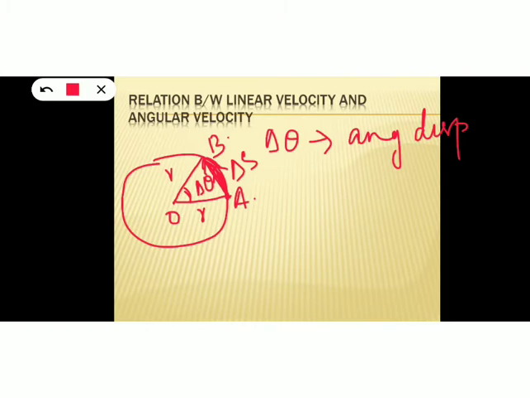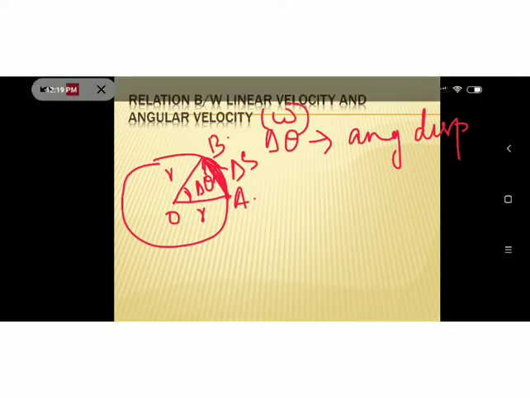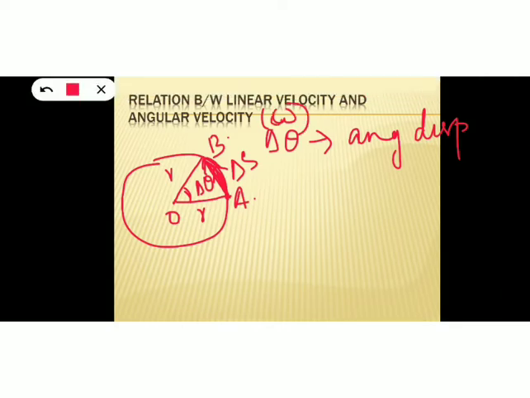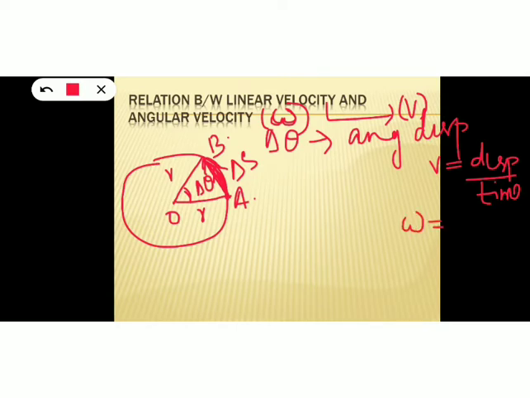Now, what is angular velocity? Angular velocity is denoted by the term omega. See, this is not W, this is omega. So angular velocity is denoted by the symbol omega. And what is linear velocity? Linear velocity is denoted by the symbol V. We know that linear velocity V is equal to displacement by time, isn't it? So what will be angular velocity? Angular velocity omega will be equal to angular displacement by time.